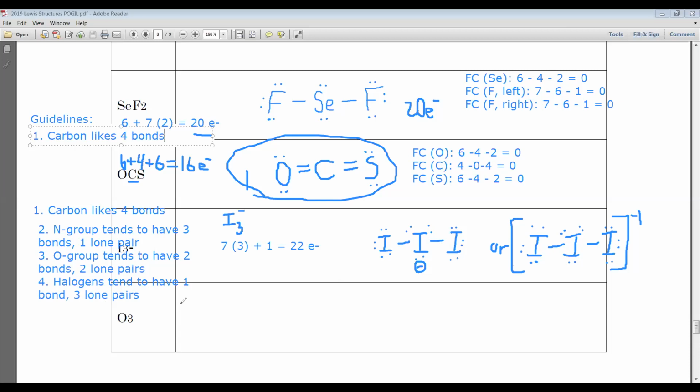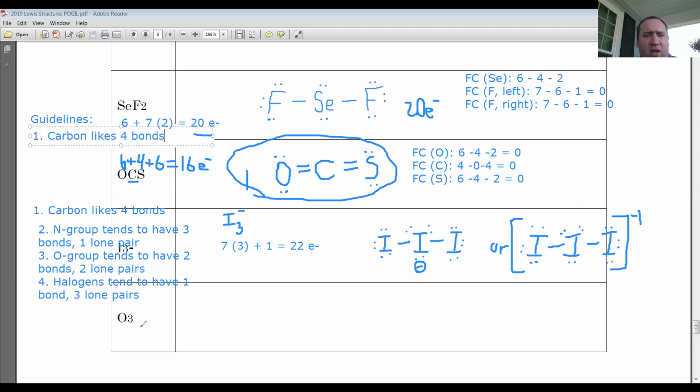All right, any questions about triiodide ion? All right, that's sounding like no. So let's move on to ozone.